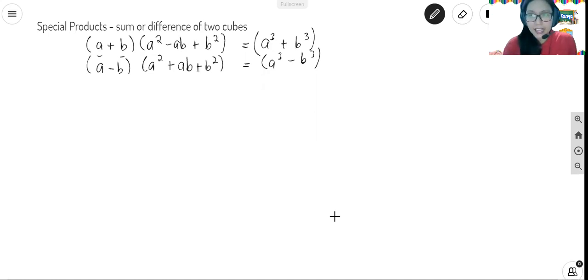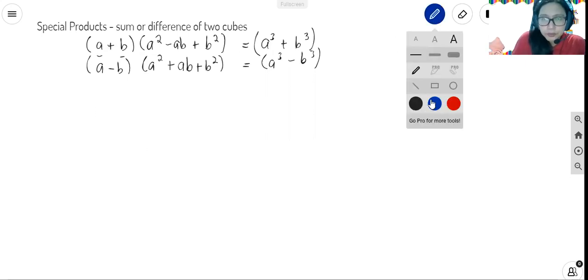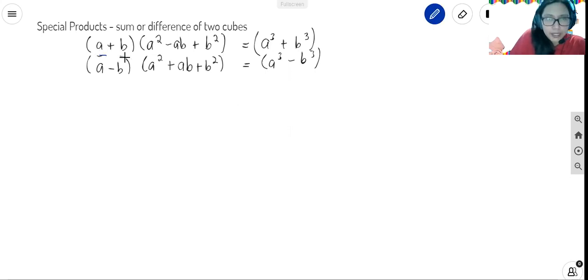So let us analyze the left side of this pattern. As you can see, we have here A, B. Those are the two terms of the binomial. If you look at the trinomial, the second term is a trinomial. The first term of the trinomial is the square of the first term. The last term is the square of the last or the second term of the binomial. The middle term is actually the product of the two terms, A and B.